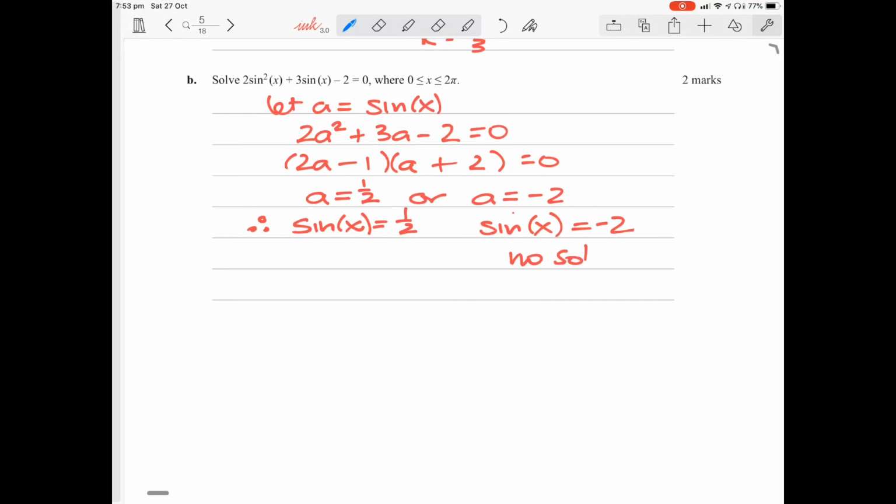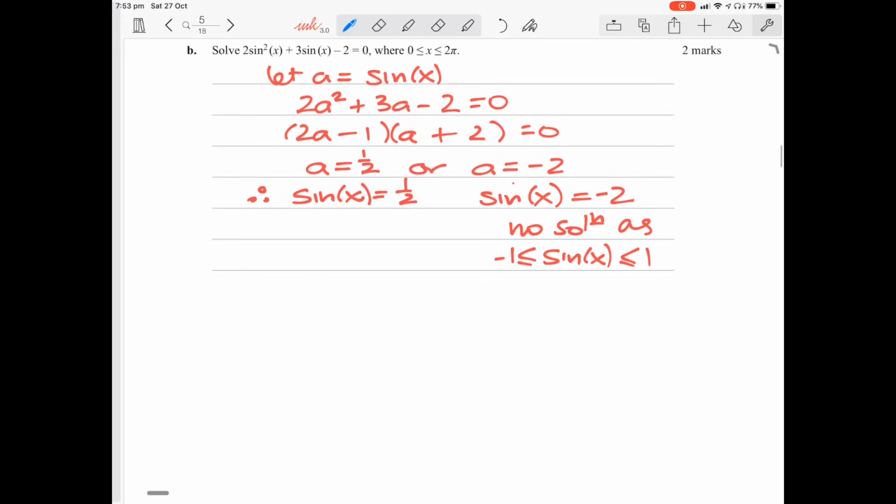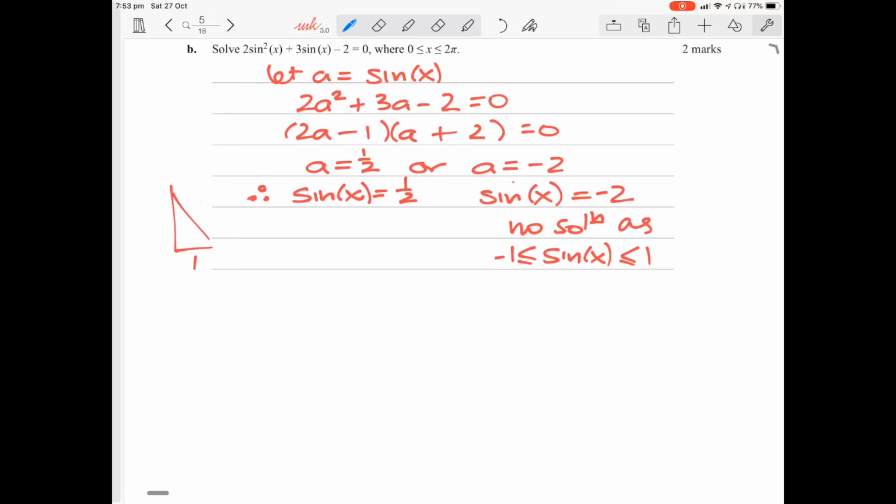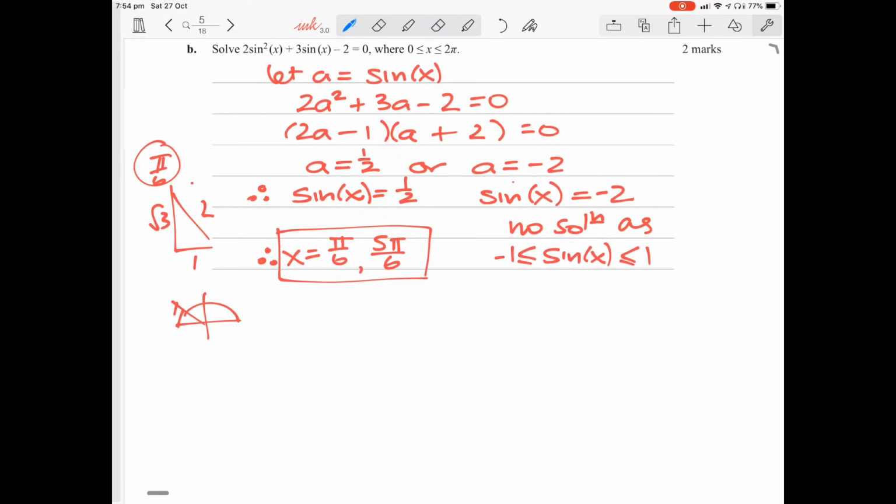No solution here, as sine's only between negative 1 and 1. Sine x equals 1/2, 1, 2, root 3. So my angle's pi on 6, so therefore x is equal to pi on 6. And then we also want that angle in the second quadrant, which is 5 pi on 6, because it's pi minus pi on 6. So they are our solutions.